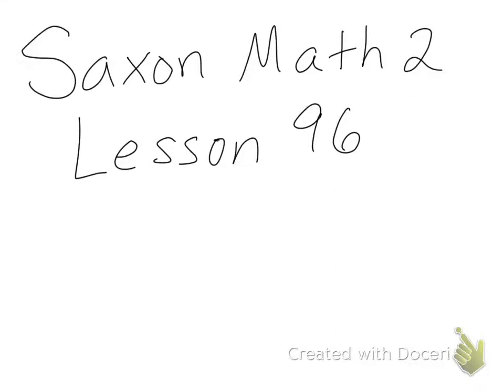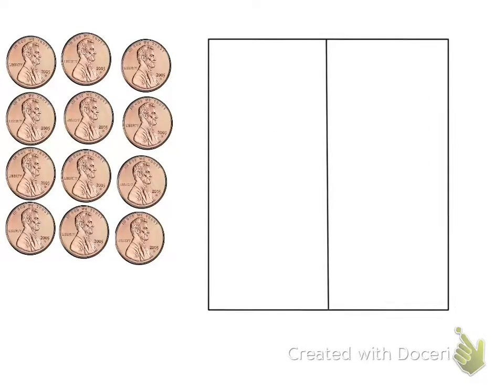Hello everyone, today's lesson is lesson 96, finding 1/2 of a set with an even number of objects. So let's say I take my paper and I fold it in half. Each side is 1/2 of my paper. I can write it like this or like this, 1/2. And each half is the same size. When I divide something in half, both parts must be the same.